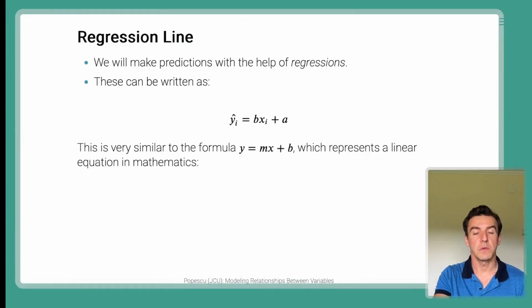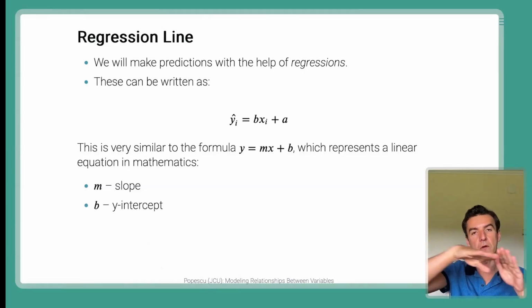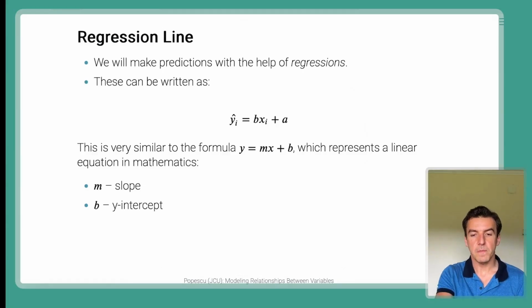This is very similar, if you look at it carefully, to the simple linear equation in mathematics: y = mx + b. Just a reminder, m is the slope. This tells you how steep or how flat the line is, whereas b is the y-intercept. So this essentially means where that line starts from.